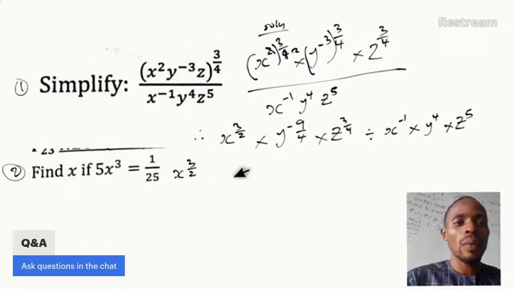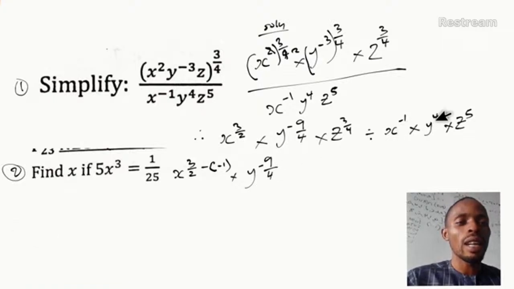Because of the division, it changes to minus. Let's write the minus here, and the second index is minus 1, so let's put it in a bracket, open minus 1 close bracket. We have done with s, so let's go for y. We have multiplied by y, the first index of y is minus 9 over 4, and the second index of y is 4, and this division changes to minus 4.